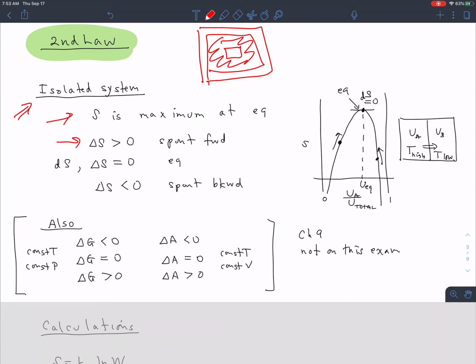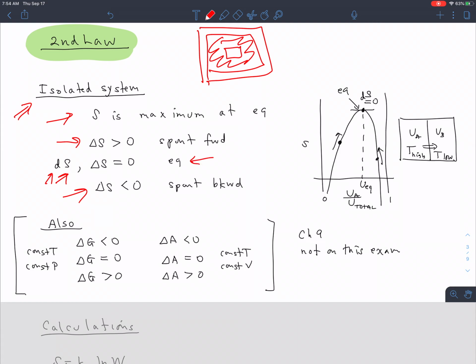If an entropy change is greater than 0, then that change will occur on its own, spontaneously, in the forward direction. If the entropy change is less than 0, then the reverse process will occur spontaneously if there's no outside intervention. And if the entropy change for a small change especially is equal to 0, if there is no entropy change, then you are at equilibrium.